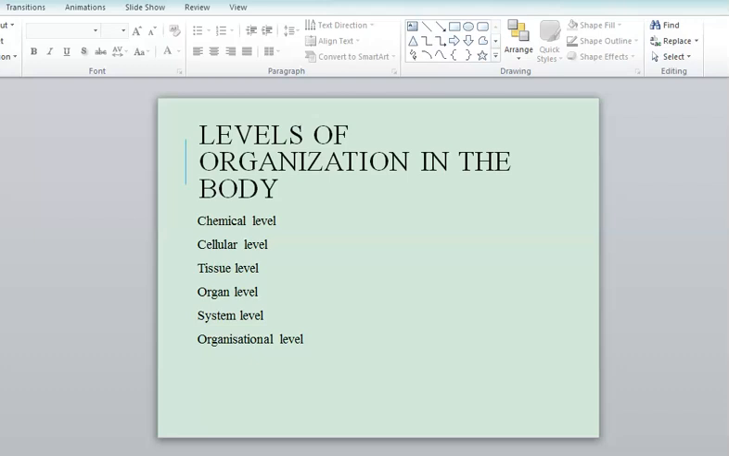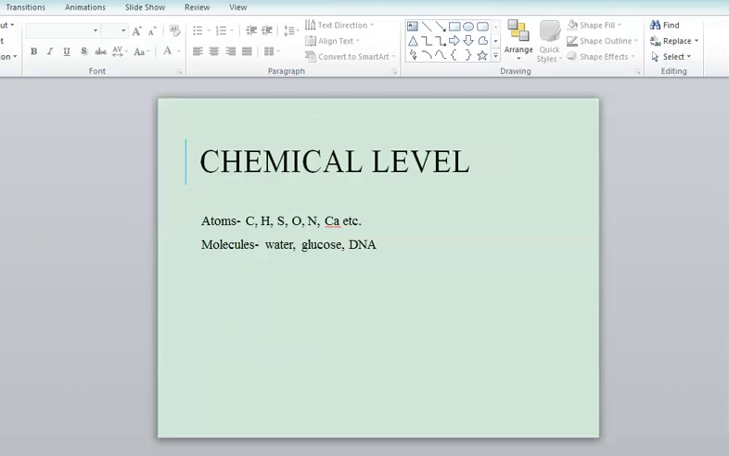Chemical level, this is a very basic level which includes the atoms and molecules. The atoms are the smallest unit of matter which takes place in a chemical reaction, and when two or more atoms combine together, they form the molecules. The atoms which are very much essential for human body are carbon, hydrogen, sulfur, oxygen, nitrogen, calcium, phosphorus, etc.